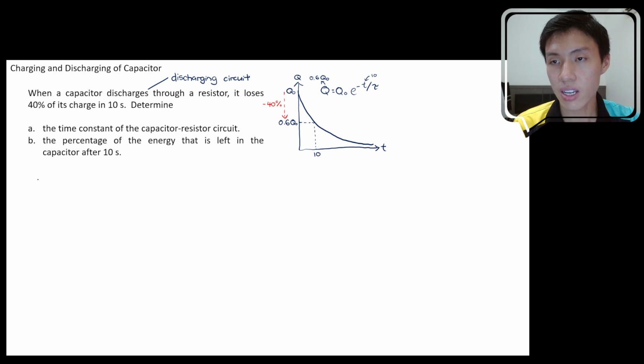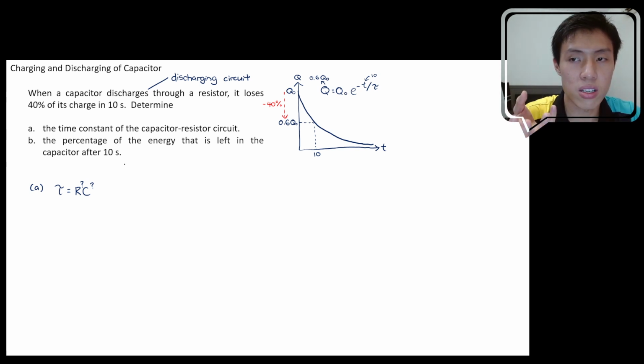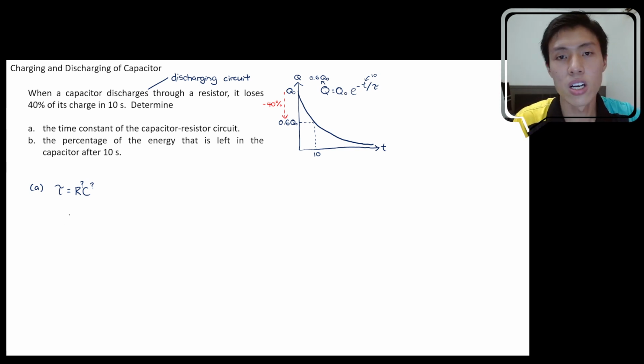The first thing is they ask you to determine the time constant of the circuit. Well, I believe you have the necessary information to determine it. If you are thinking of approaching this question using tau equals RC, you might be facing some trouble here, because I don't think you have the resistance, and I don't think you have the capacitance either. So you definitely cannot determine the time constant using this method. You should resort to the information given in the question, which is that the Q discharged and after 10 seconds is left with 60% of Q naught.